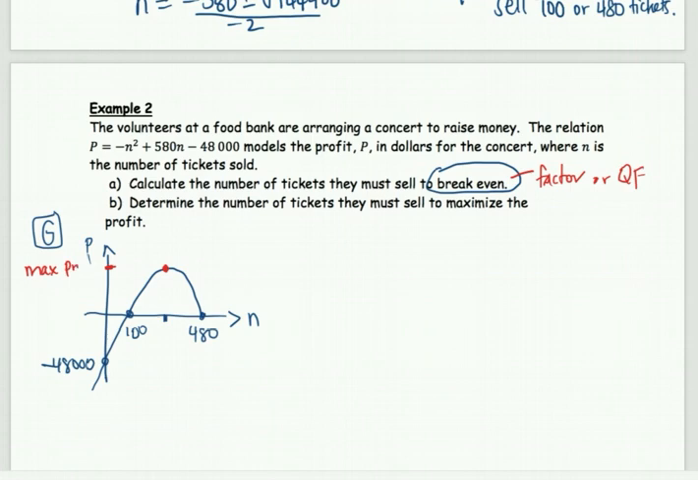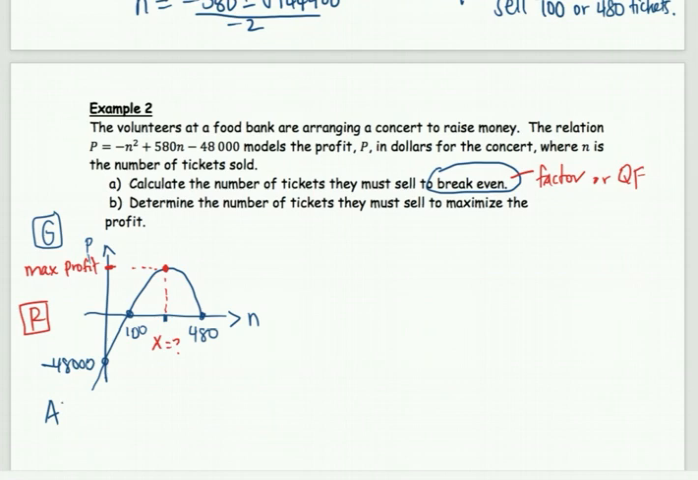Okay, and so we need to figure out how many tickets then do we need to sell in order to reach that maximum point. Okay, because if we start selling more than that, then the profit starts to go down. Okay, so there's the required. We need to find the X value here.